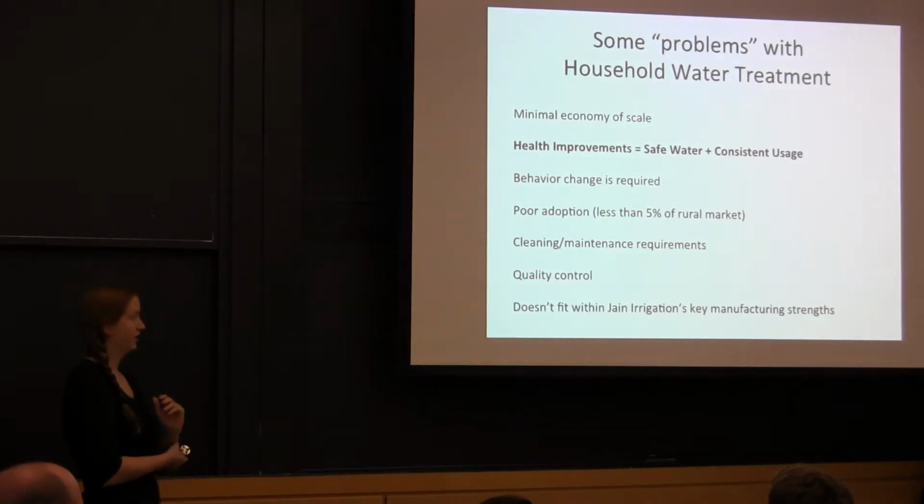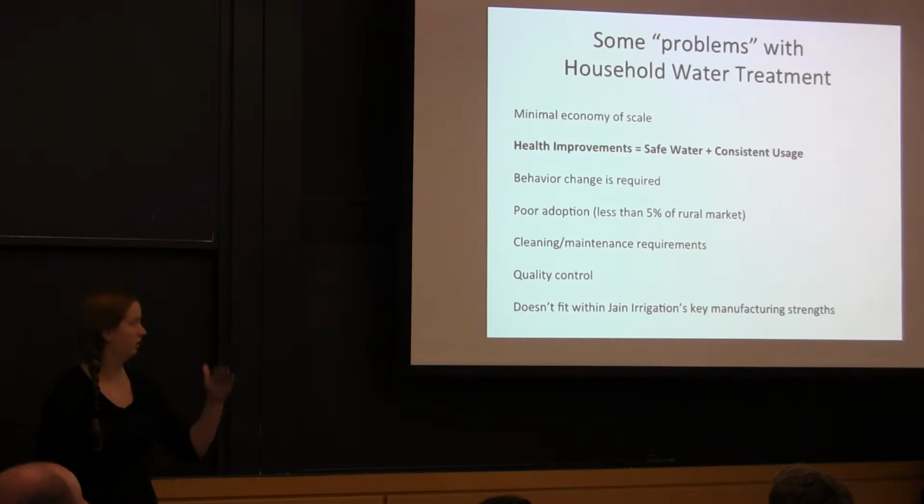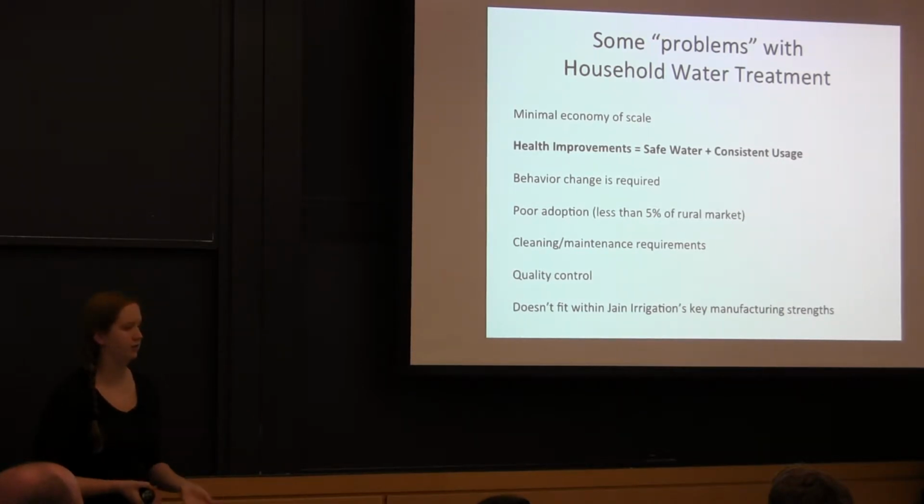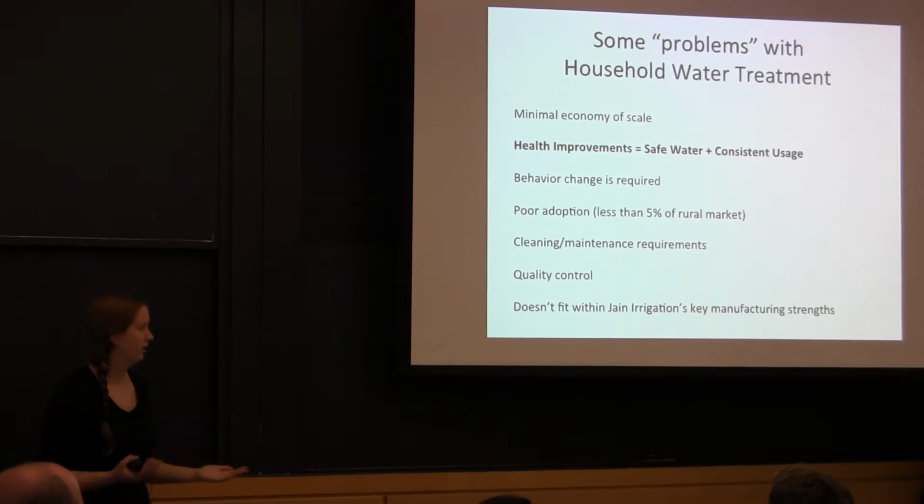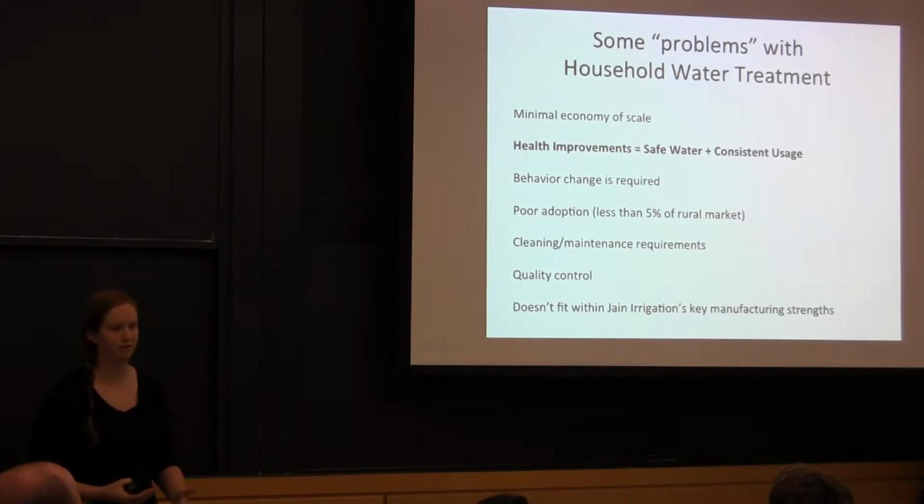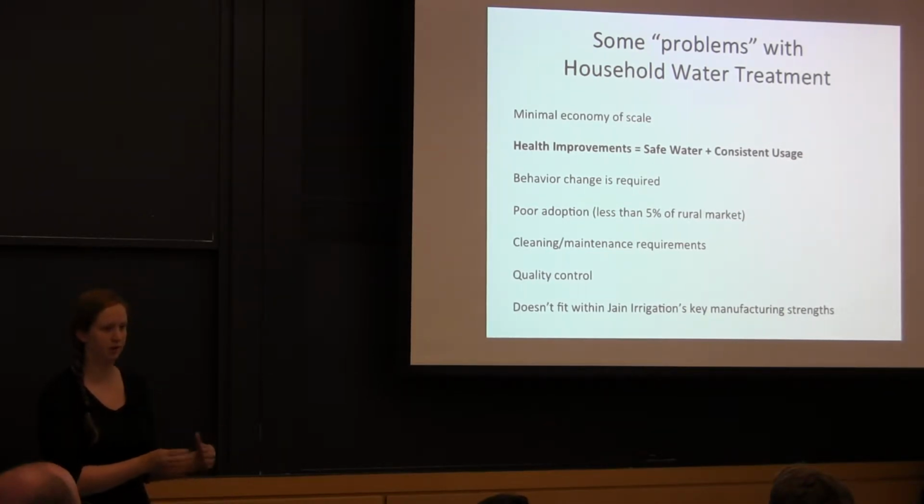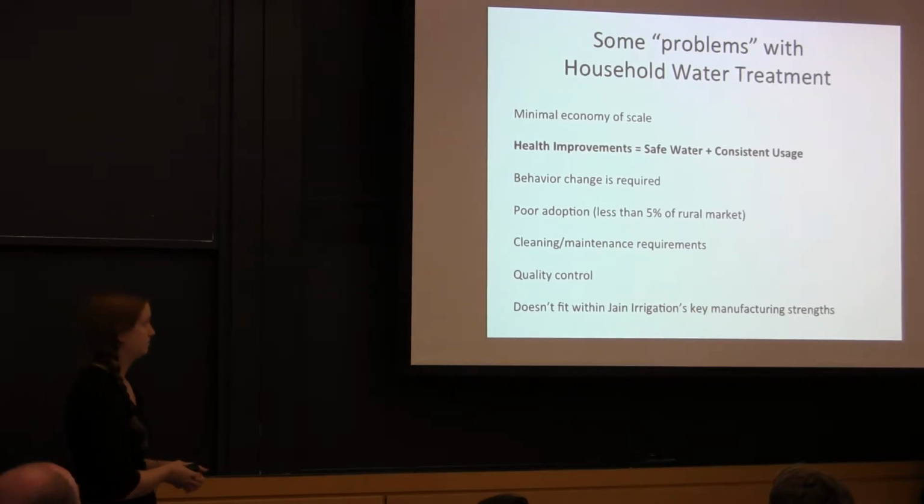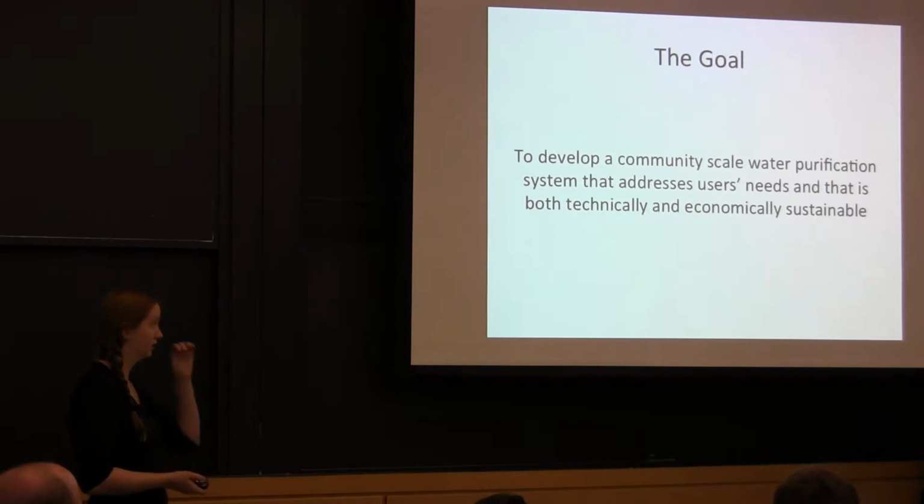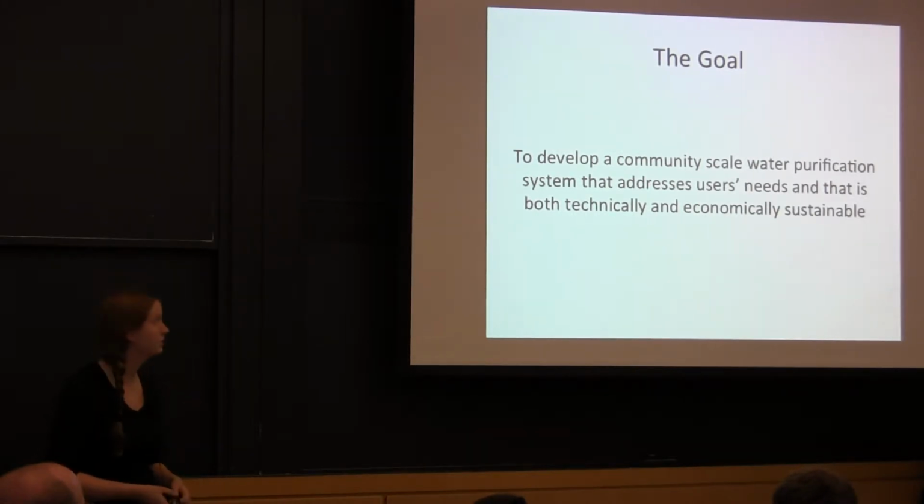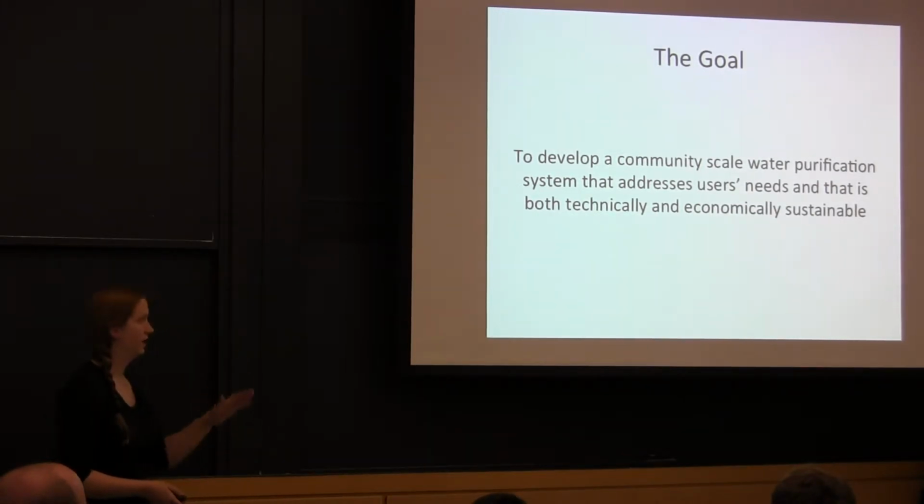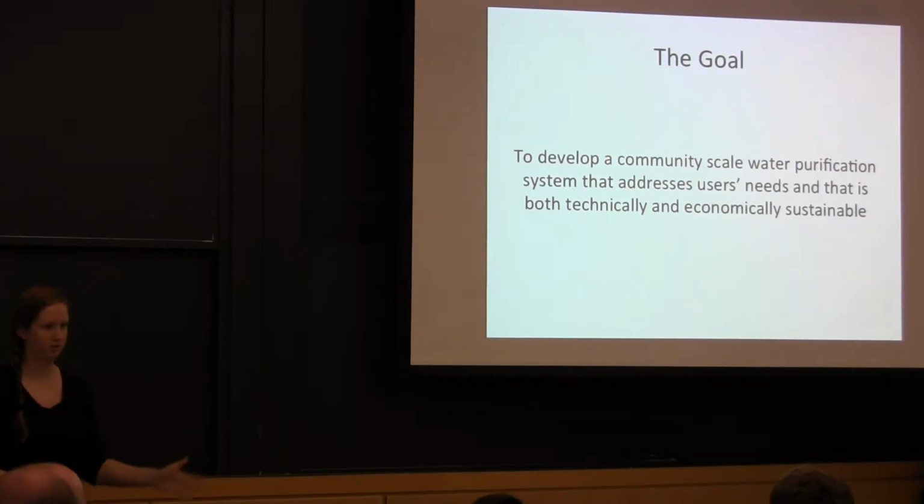And then lastly, when we talk about meeting with people all along the stakeholder chain, it actually doesn't fit within Jane Irrigation's key manufacturing strengths. So they make large extruded pipes, they make solar panels, they make large scale systems, and other than their small solar lanterns, they don't really do much with this commercial product side, or consumer products. And so all of these things led us to focus on community scale water purification systems. And so this became the new goal statement from which the paper jumps off of.